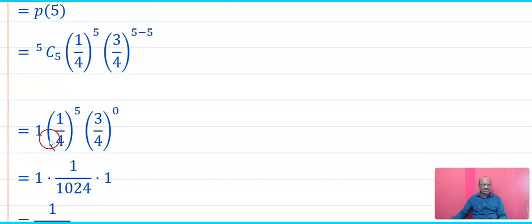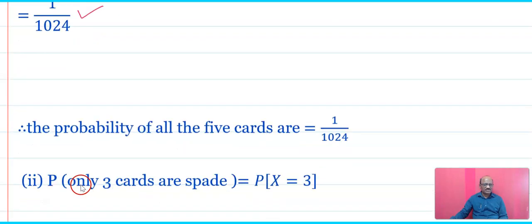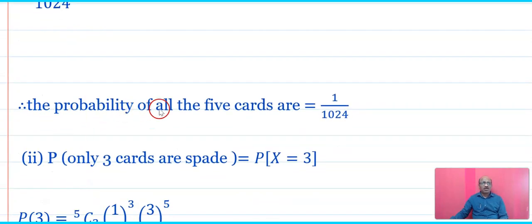And here 5C5 is 1, (1/4)^5, (3/4)^0. This value is 1. And next, what is happening? 1 into 1 raised to 5 is again 1. 4 raised to 5 means what? 1024. Okay, 4 raised to 5 means 2 raised to 10, and its value is 1 upon 1024. Okay. Therefore, the probability that all 5 cards are spade is 1 upon 1024.